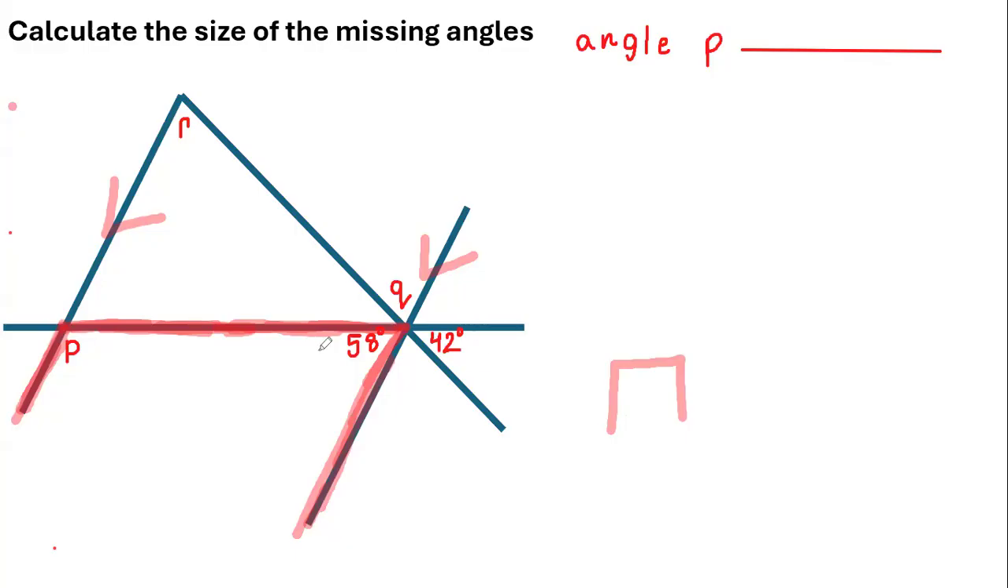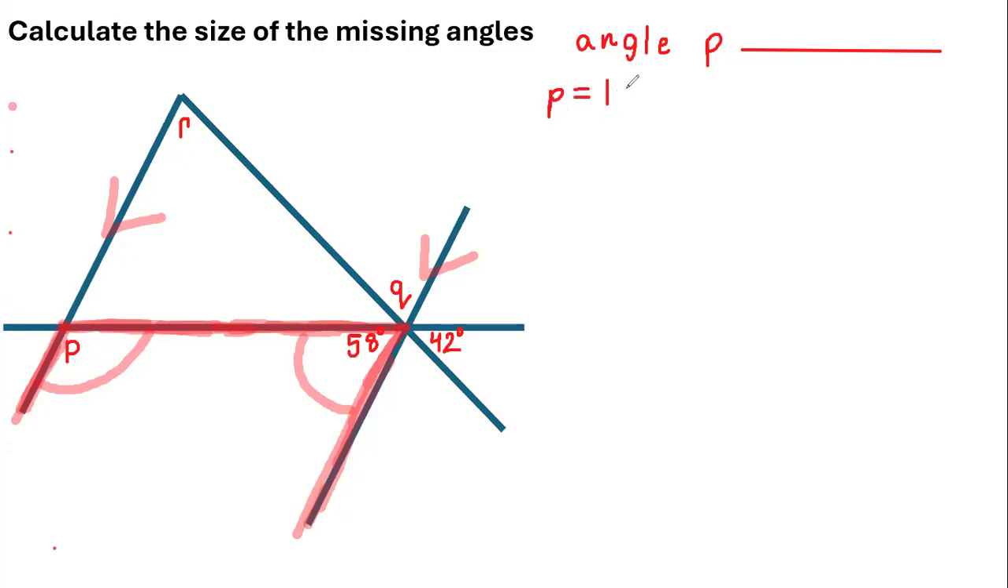Okay, good. So what do we know about co-interior angles? They add up to 180 degrees. Very good. Excellent. They add up to 180 degrees. So what does that mean? That means that P is equal to what?